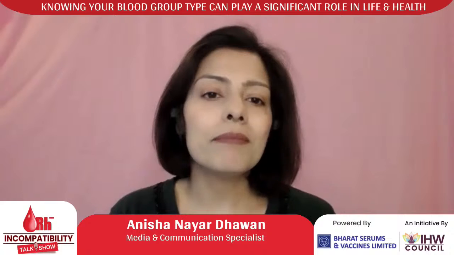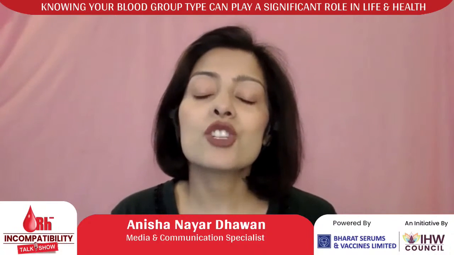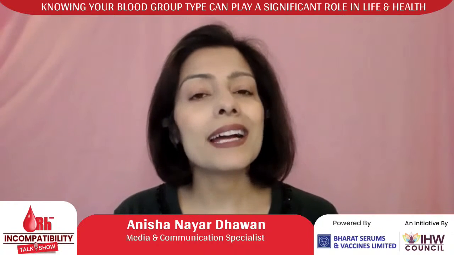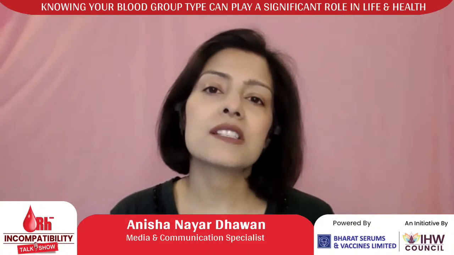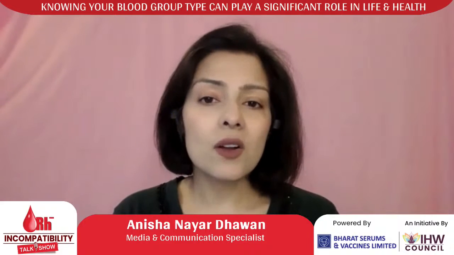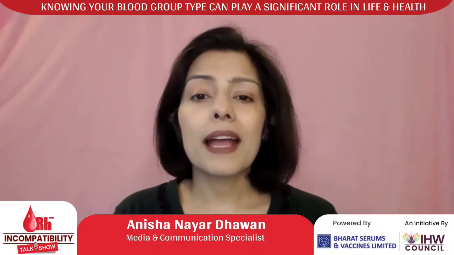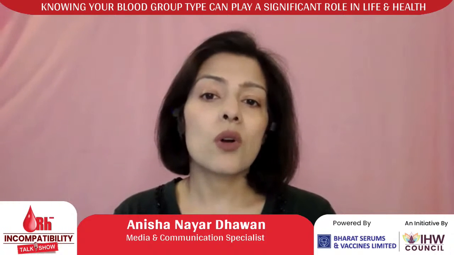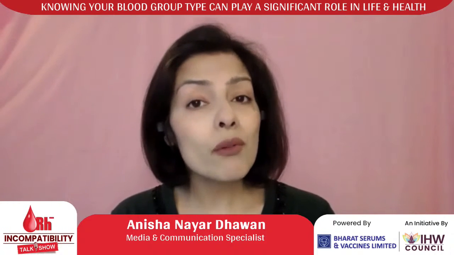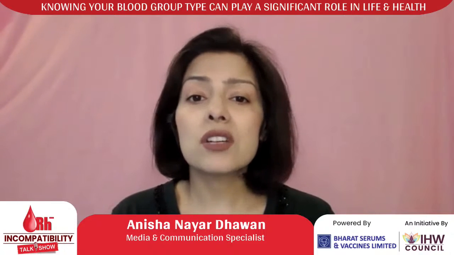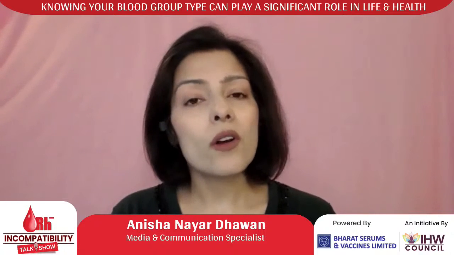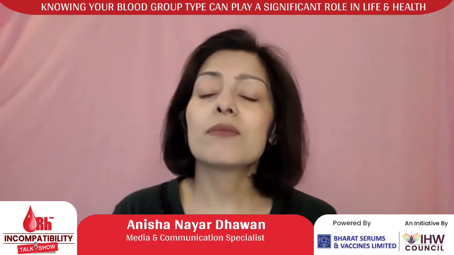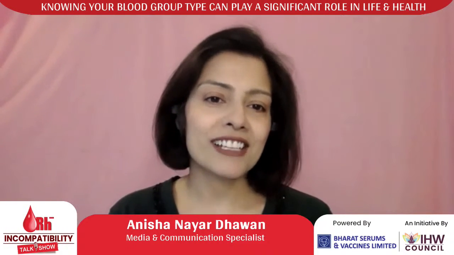Because of this incompatibility, the mother develops RH antibodies, which have the potential to cross the placenta and attach to or destroy the fetus's red blood cells. This causes the fetus to become anemic, and in severe cases, the baby may need special blood transfusions called exchange transfusions even before birth, which are called intrauterine fetal transfusions, or maybe even after delivery. So today we're going to talk about RH negative blood group and its impact on pregnancy.